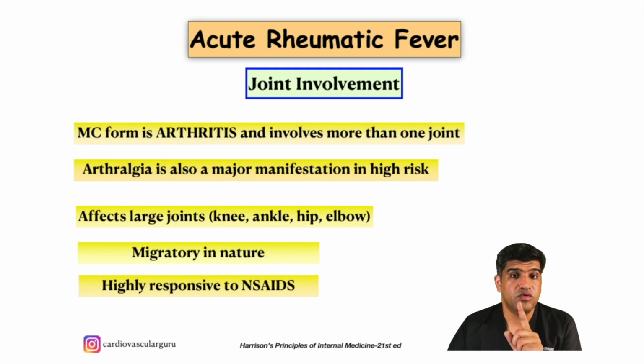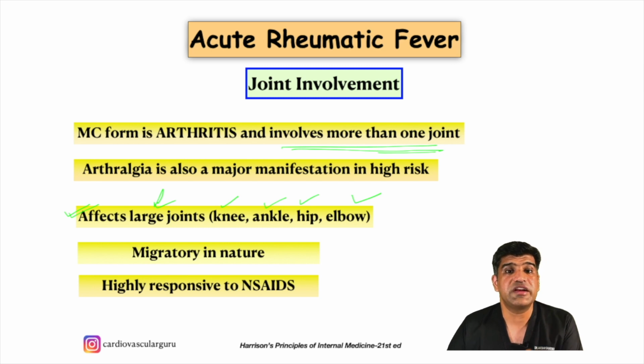Joint involvement. The most common form of joint involvement in acute rheumatic fever is arthritis, involving more than one joint. Arthralgia is also considered a major or minor criterion as per the high risk and the low risk population category. The joint involvement in acute rheumatic fever is of large joints: knee, ankle, hip and elbow. The arthritis is migratory in nature. It switches from one joint to another joint within hours. It is highly responsive to NSAIDs. It quickly responds to the salicylates.